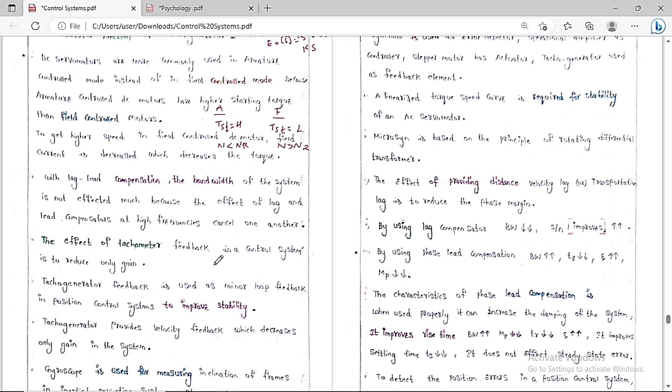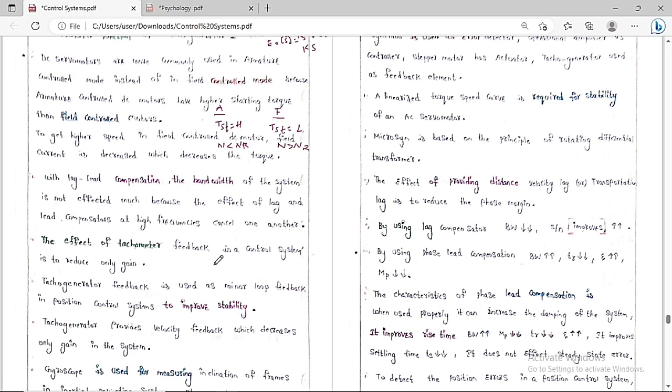The next point is that the effect of tachometer feedback in a control system is to reduce only the gain. Tachometer feedback is basically a negative feedback, and negative feedback means the gain is going to decrease. So the effect of tachometer feedback in a control system is mainly to reduce only the gain.